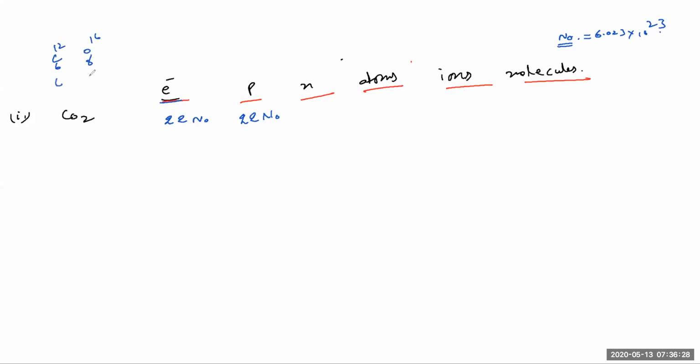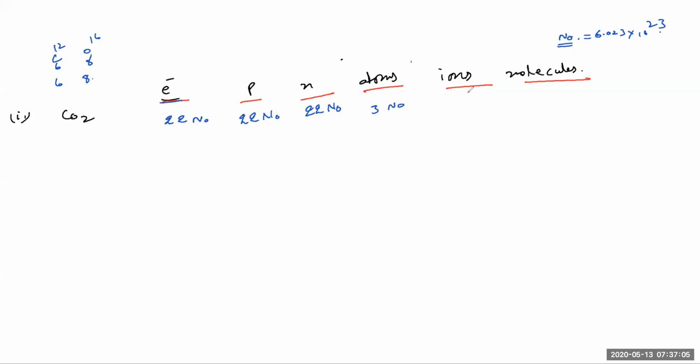So here 8. But here 2 oxygens are there. That is 16 plus 6, 22 only. Here also 22 neutrons. Next, atoms. Atoms means atomicity only now. 1 carbon atom, 2 oxygen atoms. That means atomicity 3. 3 into Avogadro number, 3 moles of atoms. Next, 1 mole of carbon dioxide containing 22 moles of electrons, 22 moles of protons, 22 moles of neutrons, 3 moles of atoms.